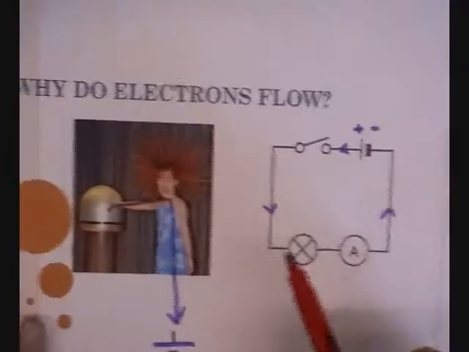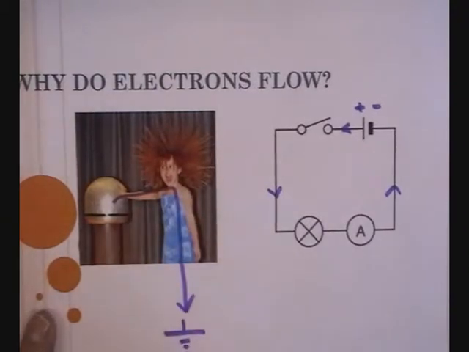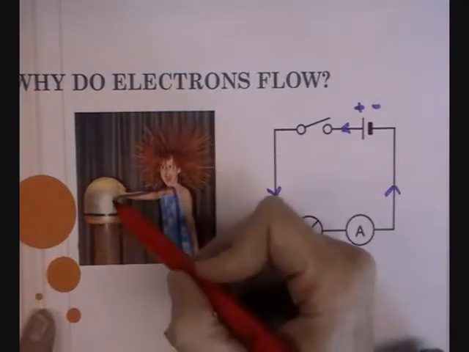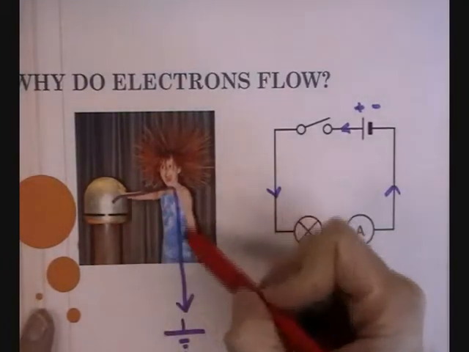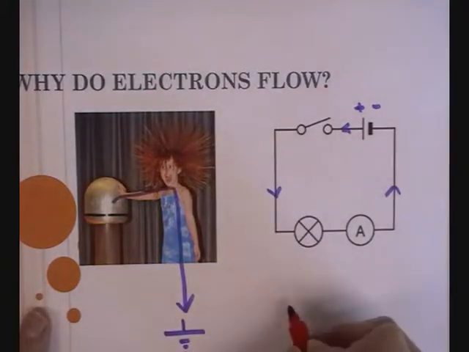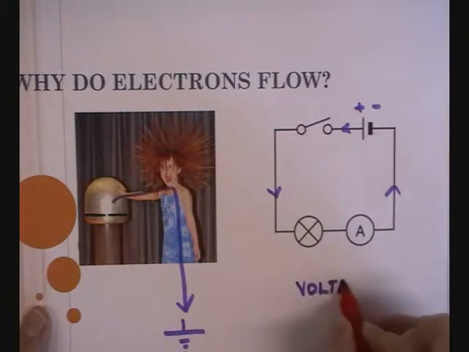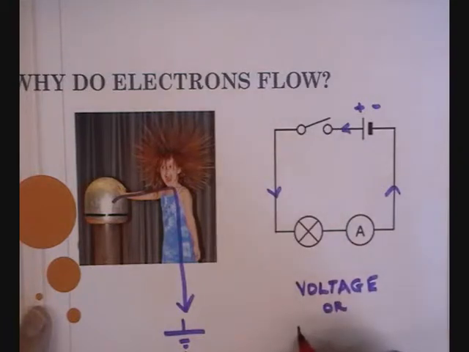It's exactly the same as the little girl. If she touches that and she's connected to the earth, there's a difference in potential. And then charge is going to flow, or electrons are going to flow through her down to the earth, and she'll certainly feel it. And that's why electrons flow. So electrons flow as a result of a voltage, or we call it a potential difference.